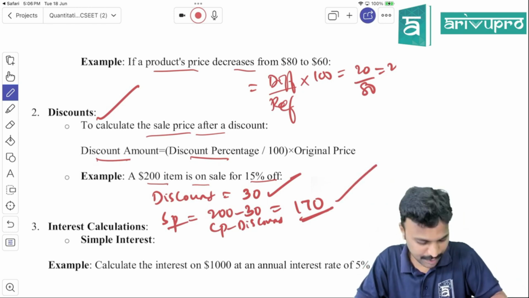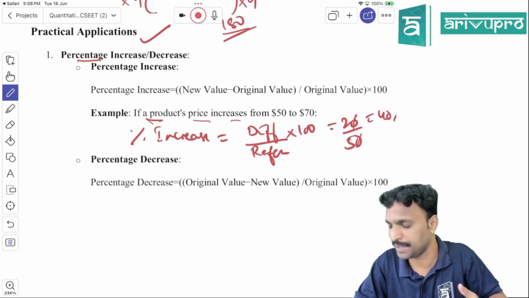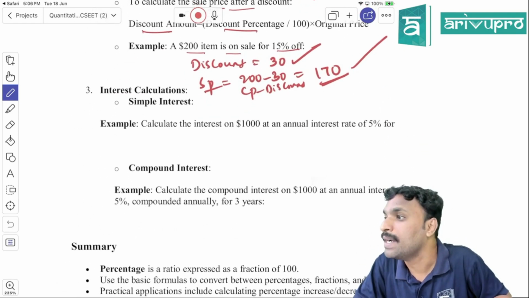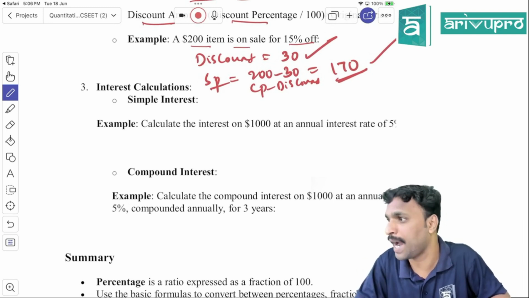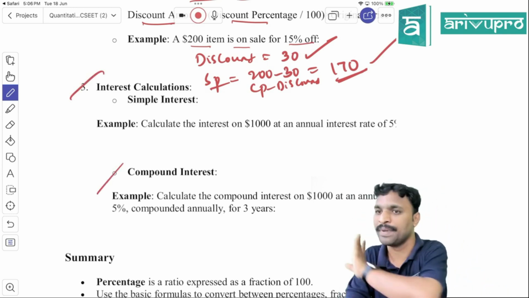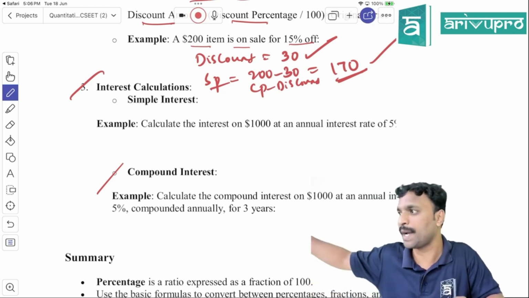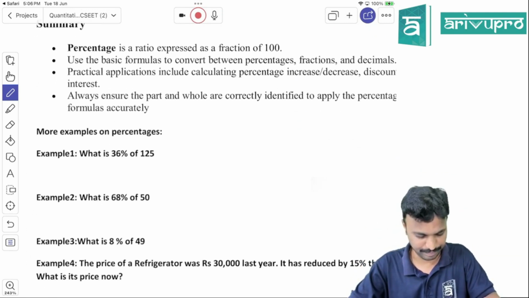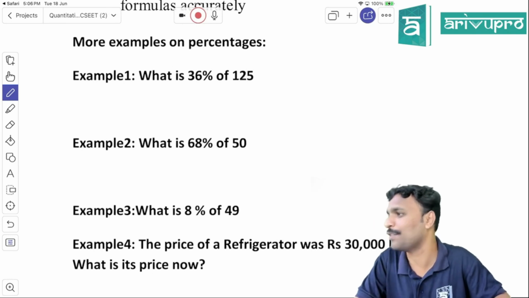Now one more application. One of the applications that you saw is percentage increase, percentage decrease. That's a practical application of percentages. The other one is about discounts. The other one is simple interest and compound interest. I'm not going to talk about this in detail because there's a separate chapter for simple interest and compound interest. As of now, we will take it just as an application of percentages. When I take the chapter, I shall explain in detail. Okay? Understood? Clear? Now, let's take more examples on percentages that we have learned so far.